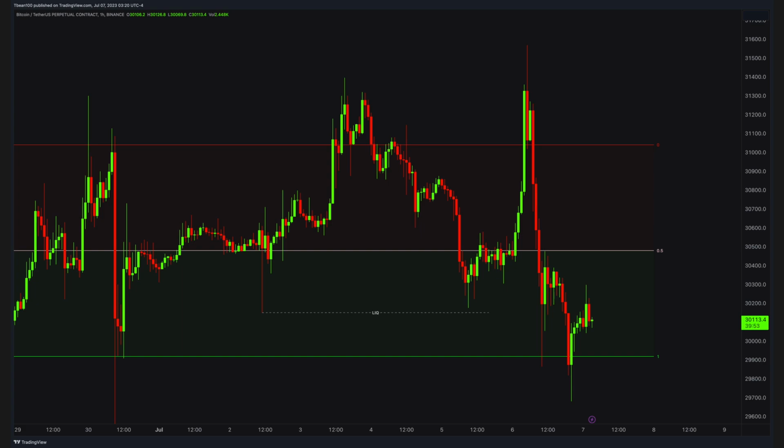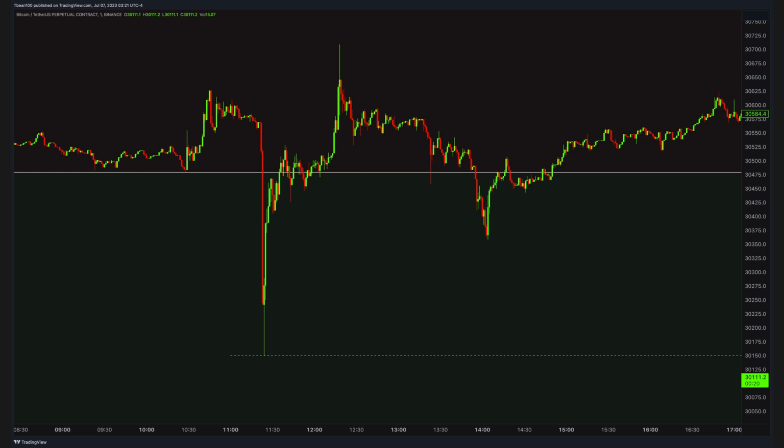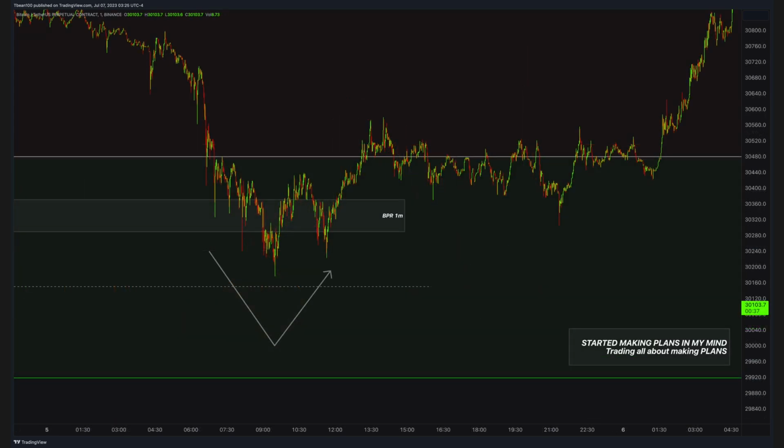Once I noticed this significant liquidity right here, I started to wait for the hunt. However, at the same time, I was wondering what was inside this large wick. Any structure that may push the price up. Once I checked the 1 minute time frame, I noticed this mega balanced price range here. And I knew that I had to watch this structure very closely. Then I started to make plans in my mind.